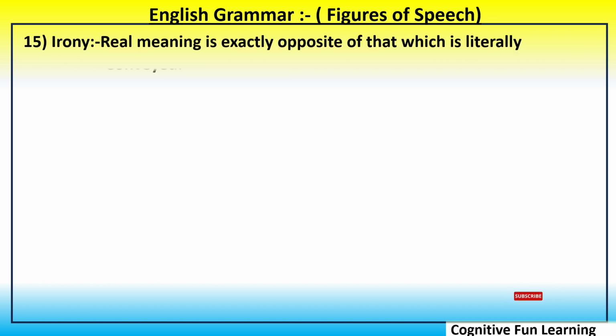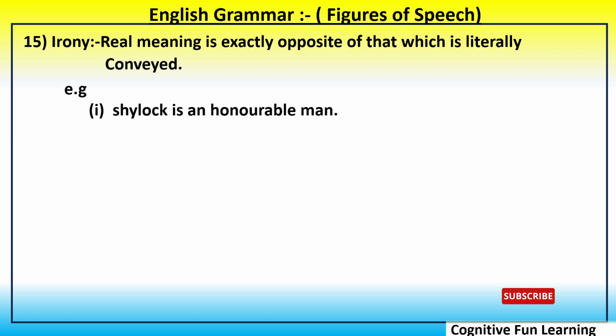Next figure of speech is irony. Real meaning is exactly opposite of what is literally conveyed. For example, Shylock is an honorable man. And he is smart.